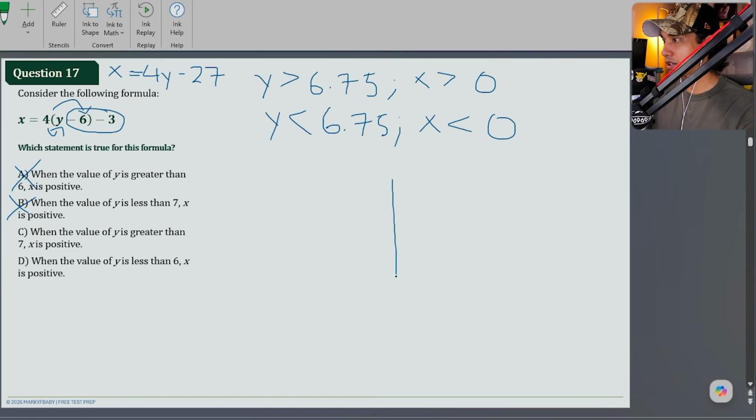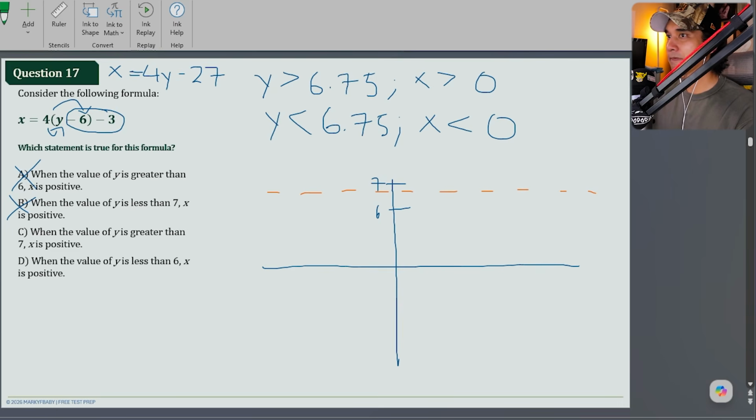Visually looking at it, let's make a graph here, okay? And I'll make this 6, and I'll make this one 7, right? And then 6.75 is right over here, and I'm going to make a line like this, okay? Well, we said when the value of y is less than 7, x is positive. Well, these values right here are positive, and then anything below becomes negative, okay?